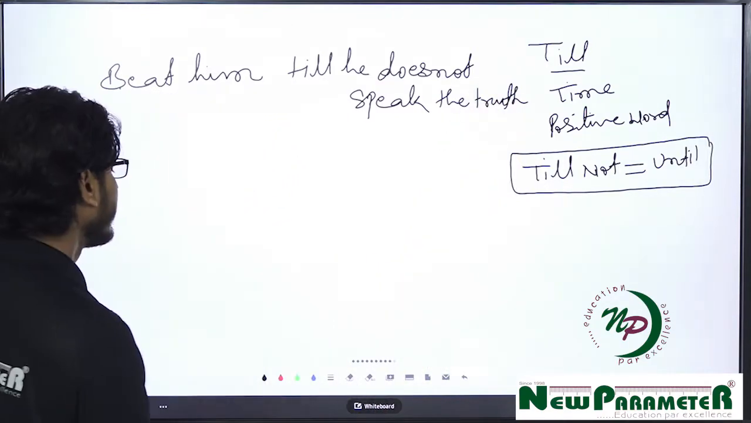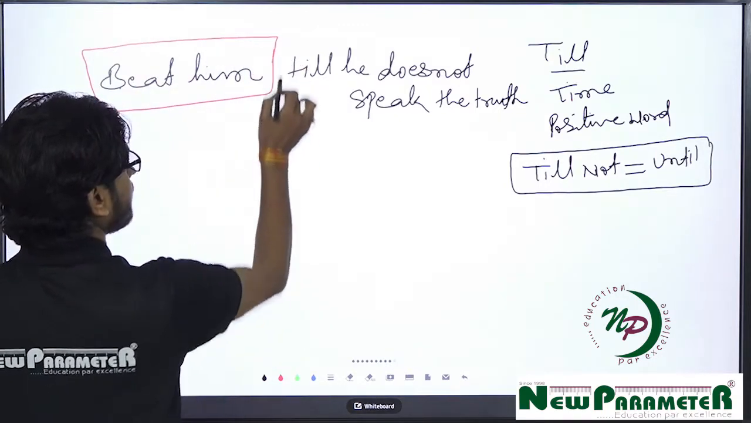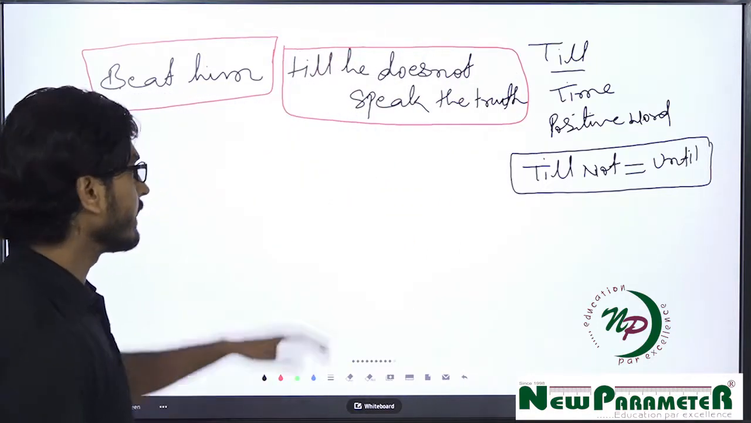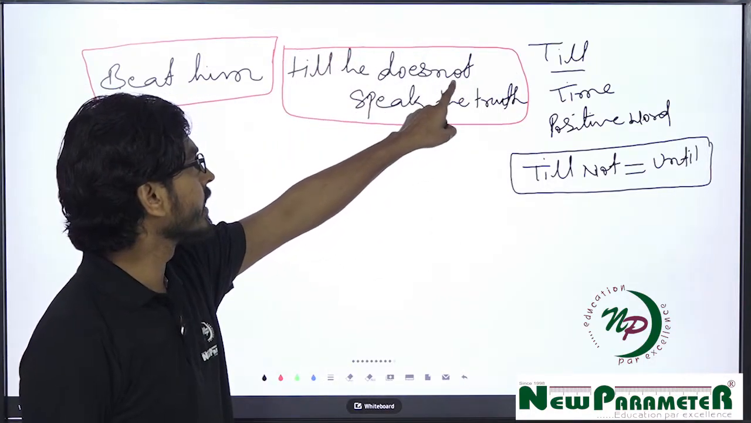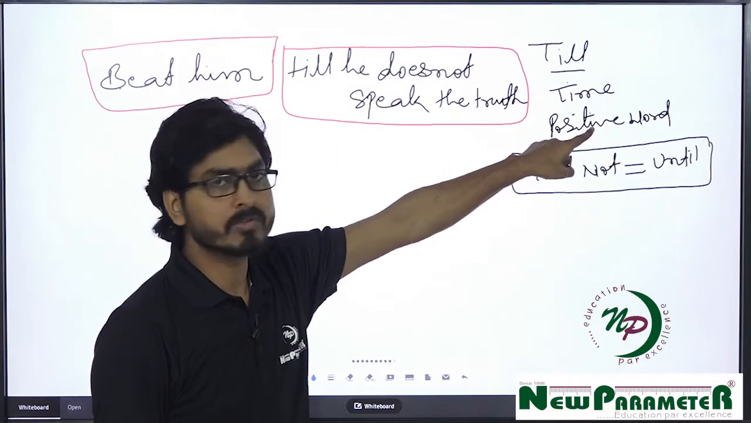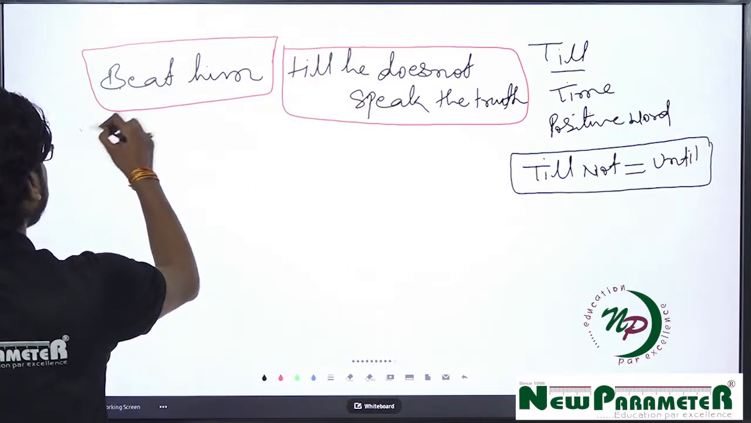Perfectly fine. Now you will see there are once again two clauses. Beat him until he does not speak the truth. In this clause, we have used the word not. Why? Because this is not a negative word, this is a positive word. So till not can be used. So this is a perfectly correct sentence.